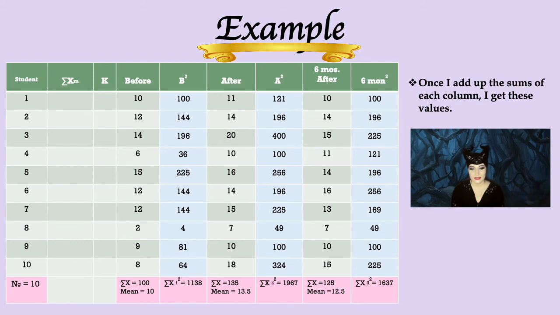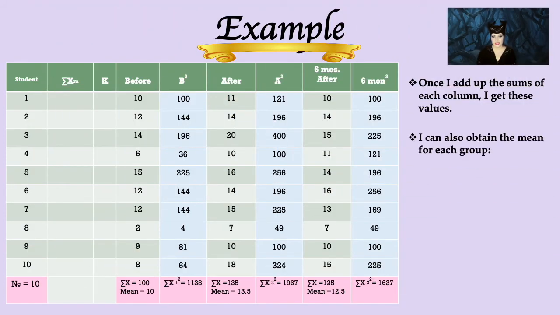Now, if I do the same thing and I add up the columns for the x squared values, the sum of x squared for before is 1,138. The sum of x squared for immediately after the course is 1,967. And the x squared value for 6 months after taking the course is 1,637. The other thing that I could do is obtain the means for each group.